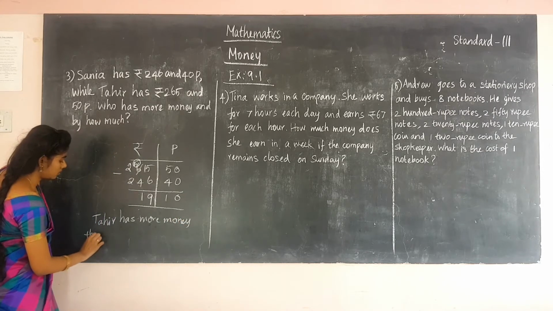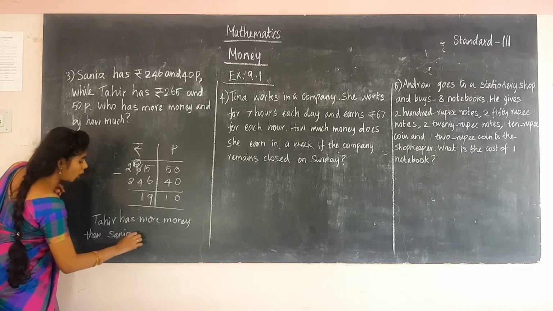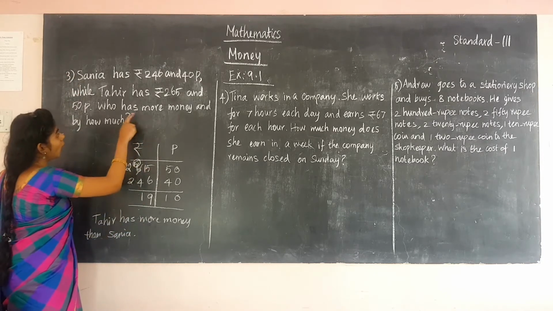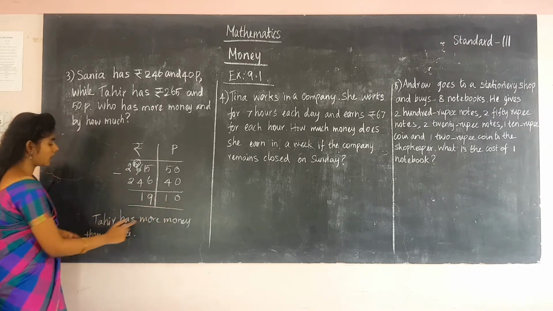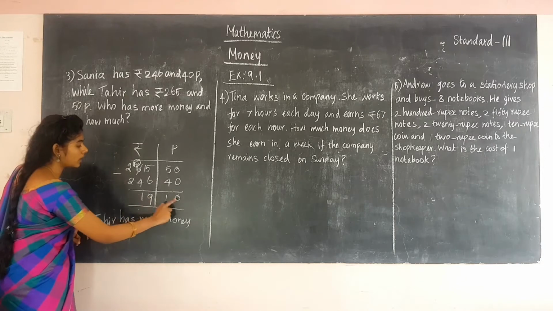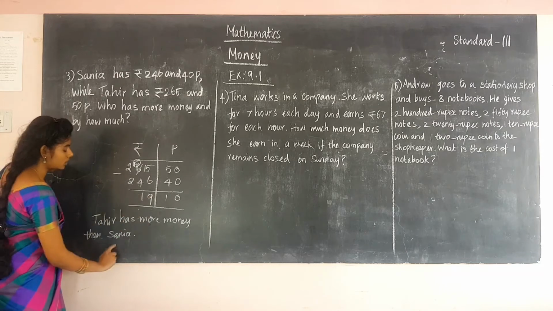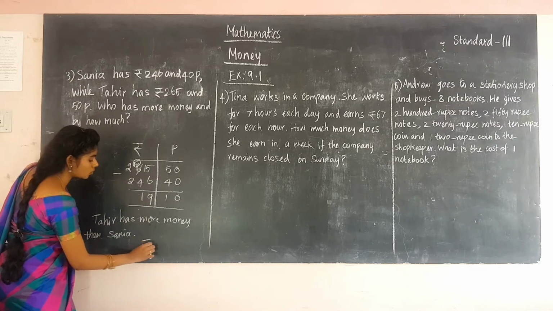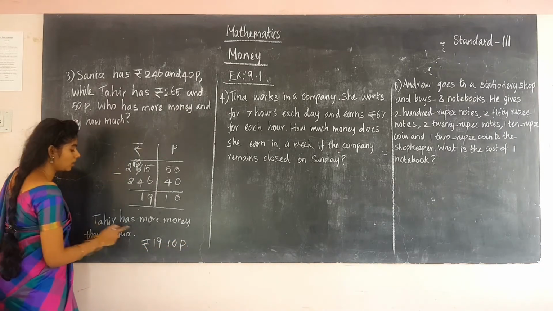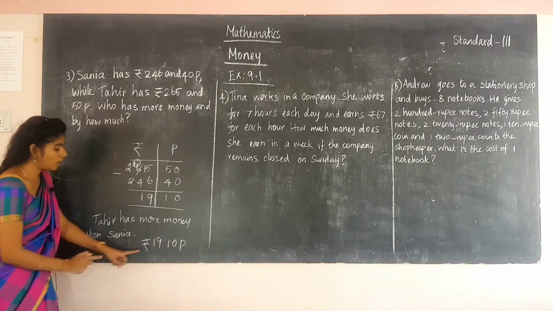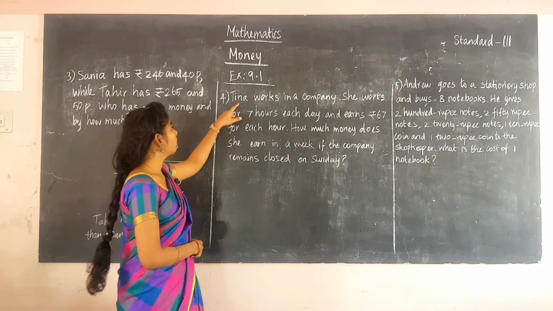than Sania. By how much? By rupees. By how much they have asked now? Rupees 19 and 10 paise. Tahir has 19 rupees 10 paise more money than Sania. So you have to write the rupees like this: rupees 19, 10 paise. So he is having more money than Sania by 19 rupees 10 paise. And see the next problem.